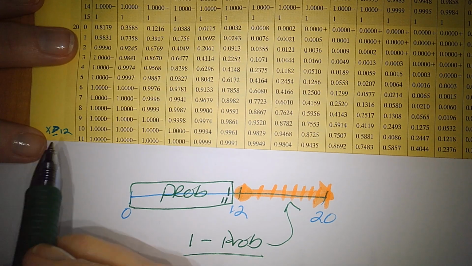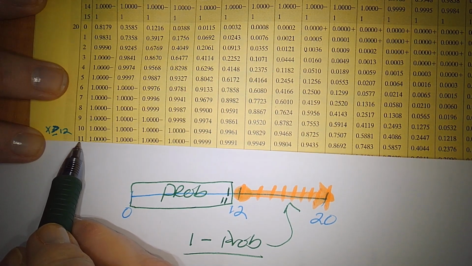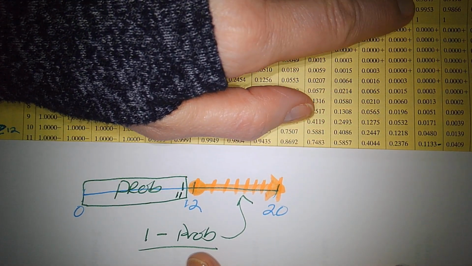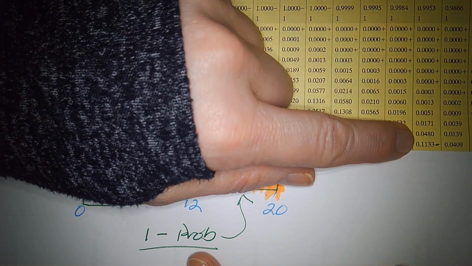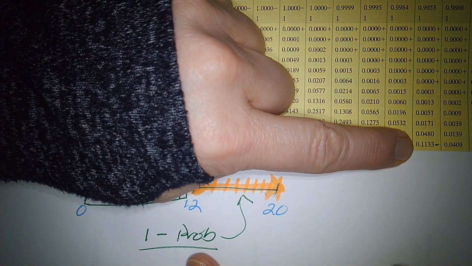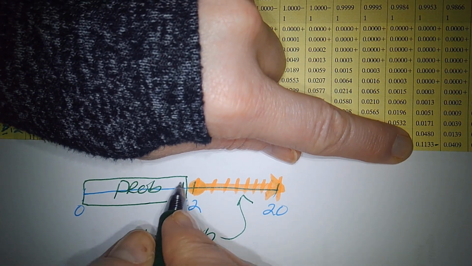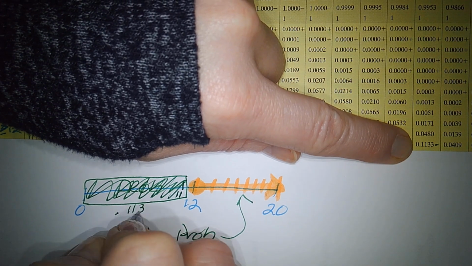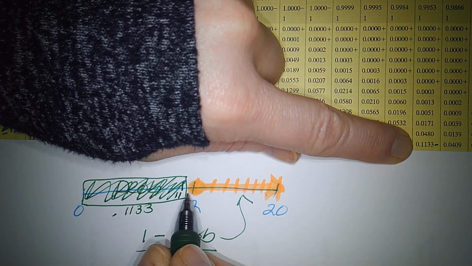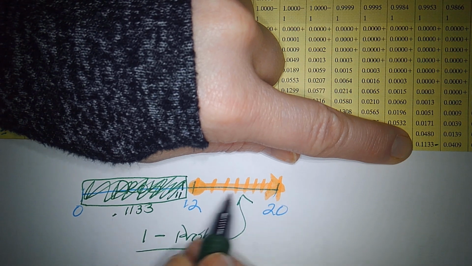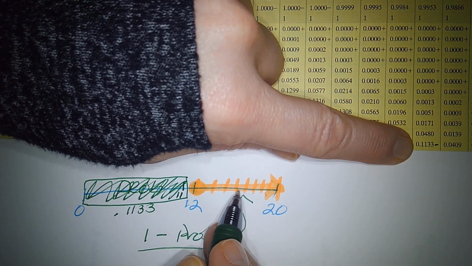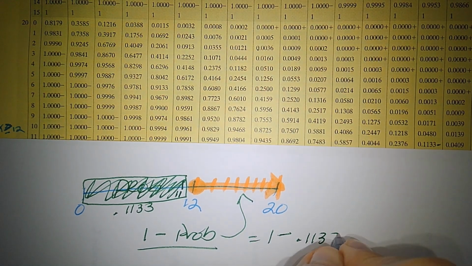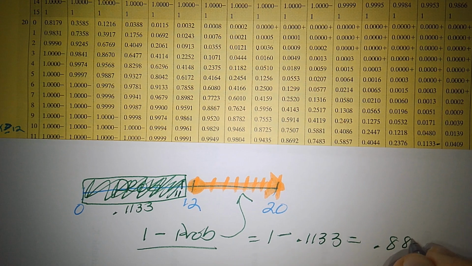So when I'm looking at my Table 4, at row 11, I go all the way over to the right-hand side to the column where my probability of success is 70%, and I find this value right here, 0.1133. So this probability in this green shaded area is 0.1133. So the likelihood that something might be 12 or more is going to be the complement of that probability. So 1 minus 0.1133 is going to give me 0.8867.